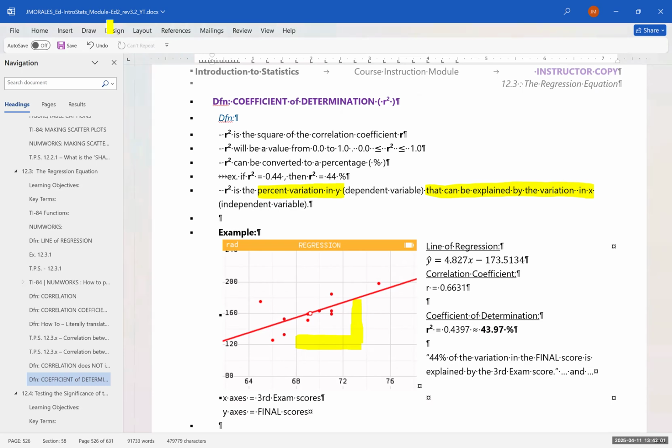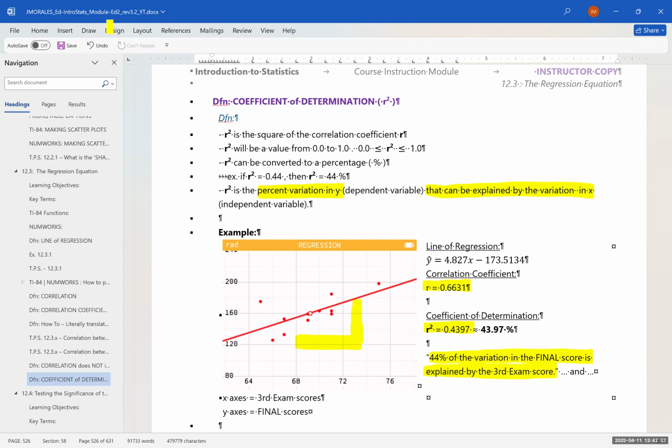So for example, if we had a line of regression for this, this was a previous example. This is the correlation coefficient. To get the coefficient of determination, we would just take this and square it. And that would come out to 0.4397 or 43.97%. What that means is 44% of the variation in the final score is explained by the third exam score.